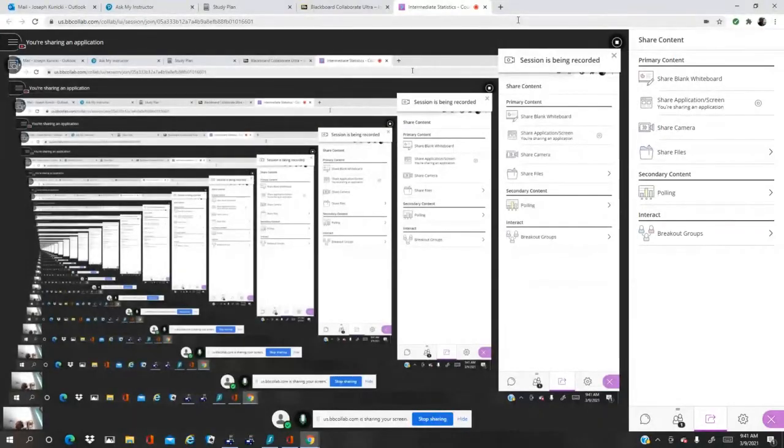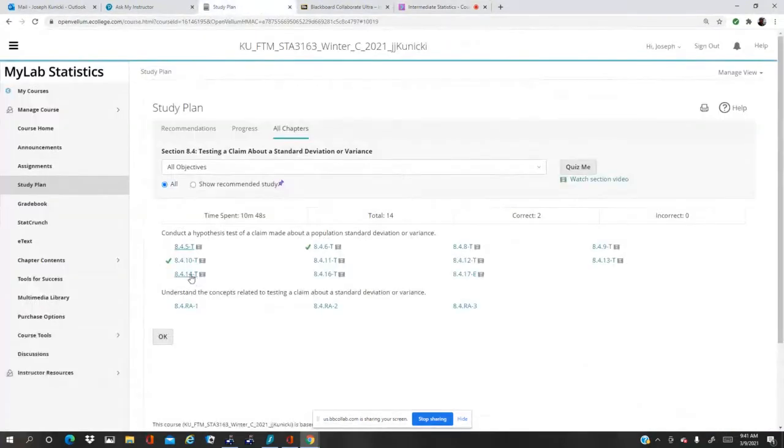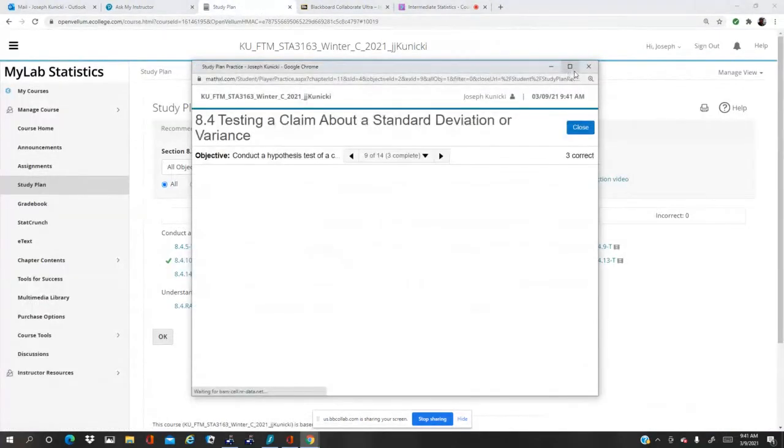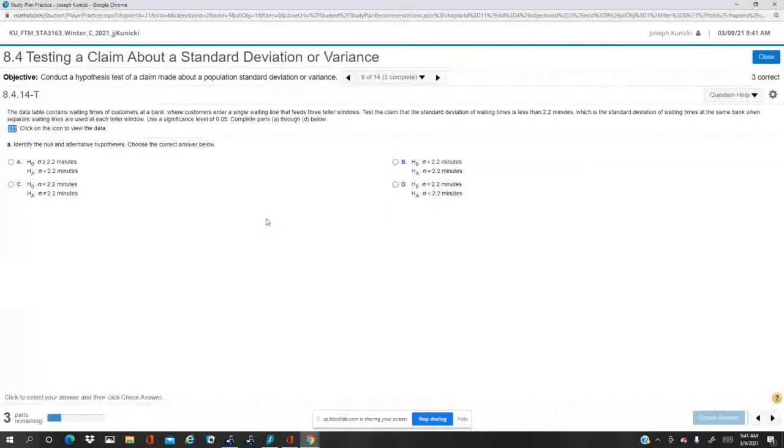So now we're going to do problem 8.4.14T. We got a data table about waiting times at a bank. The customers enter a single line, which feeds three tellers. Test the claim that the standard deviation of waiting times is less than 2.2 minutes.